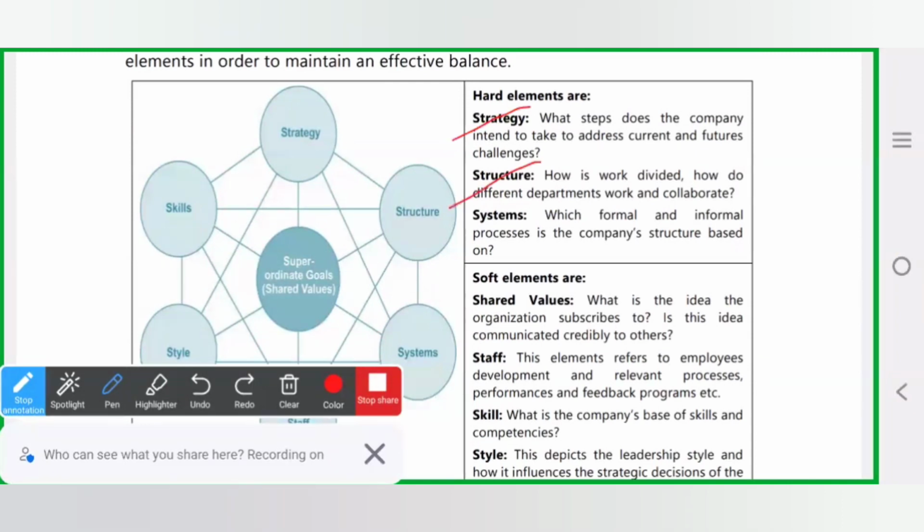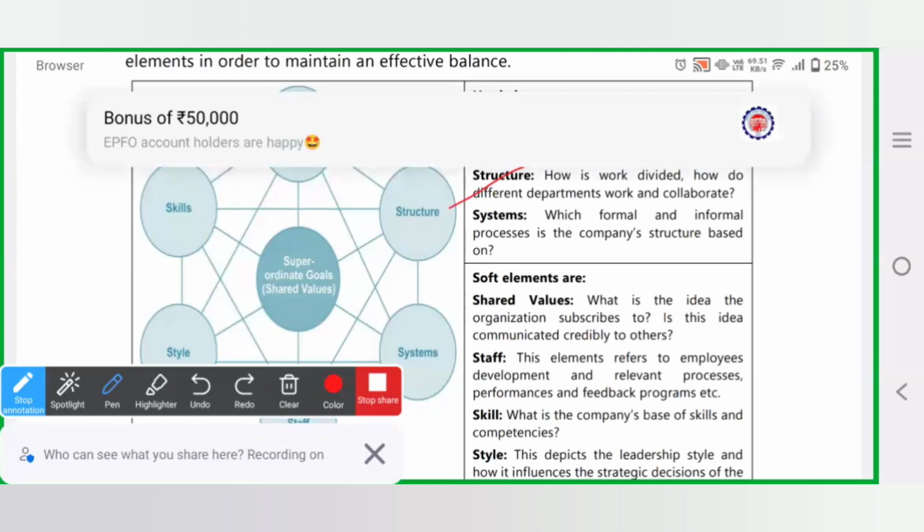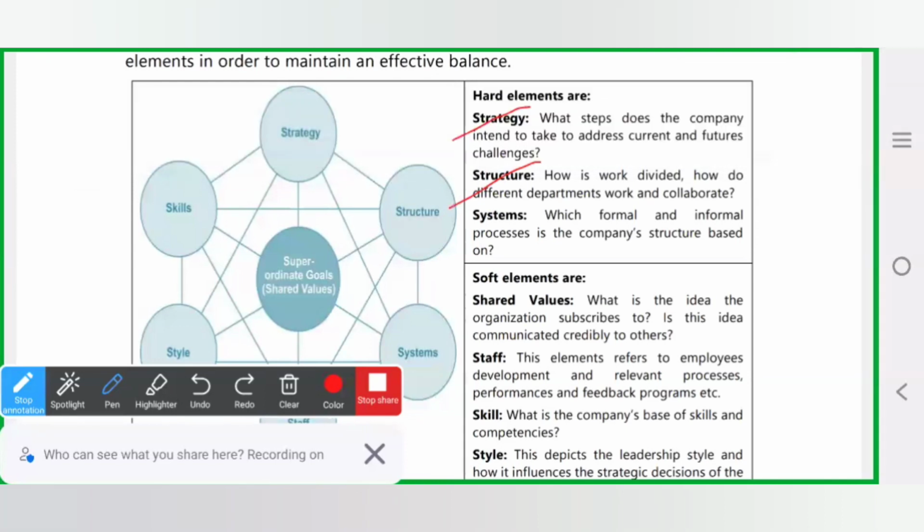Structure, how is work divided, how do different departments work and collaborate. Or systems, that is which formal and informal processes the company's structure is based on. Apart from the hard elements, soft elements focus on shared values, that is what is the idea the organization is subscribing to and how it is communicated, staff, that is the company's employees, development and relevant processes, skills, what is the company's base of skill, and style, what is the leadership style.